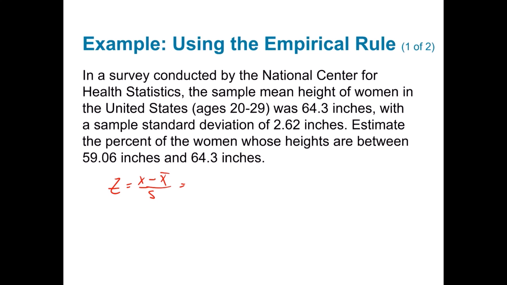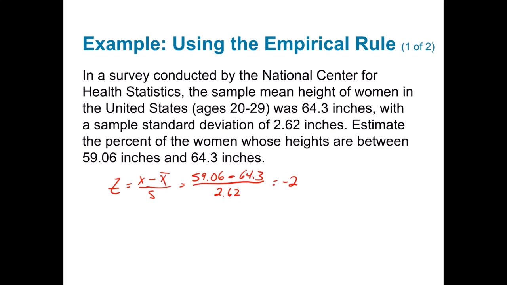Okay, so either one of these numbers. Now I'm going to start with this one just because it's there. It doesn't matter which one you start with because you got to do them both anyways. So I'm going to start with the 59.06. And what am I going to subtract from 59.06? 64.3 and divide it by 2.62, right? So we do that. What do we get for that z-score? -2.